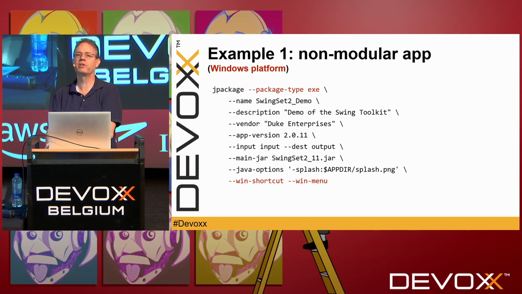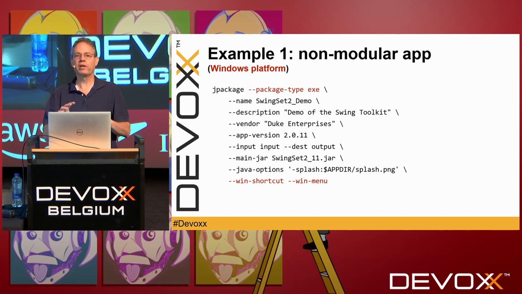$aptor/splash.png. Now, $aptor is a special token understood by jpackage, and it expands to wherever the application gets installed, because on different platforms, it will be in different places. On Linux, by default, it goes into /opt. On Windows, by default, it goes into C:\program files. And on Mac, it goes into /applications.